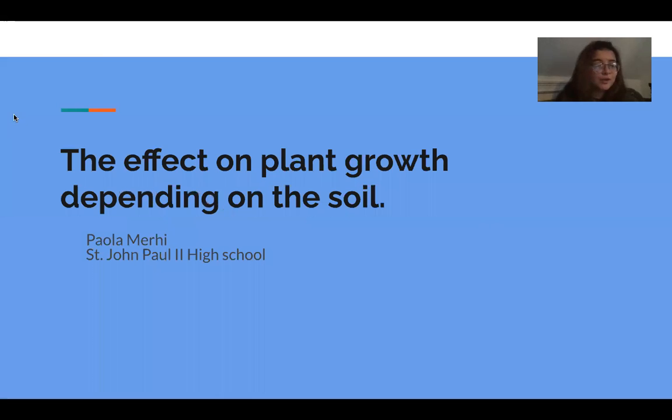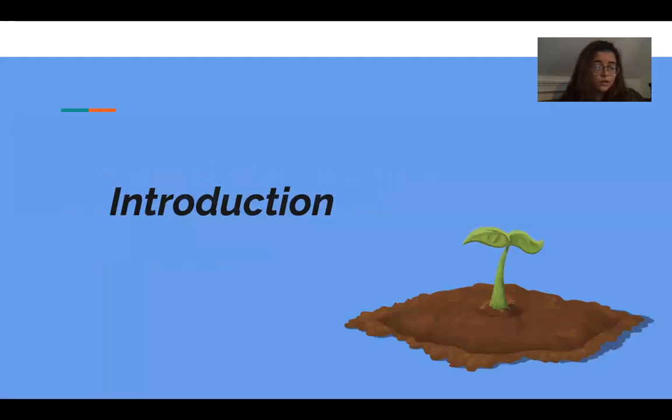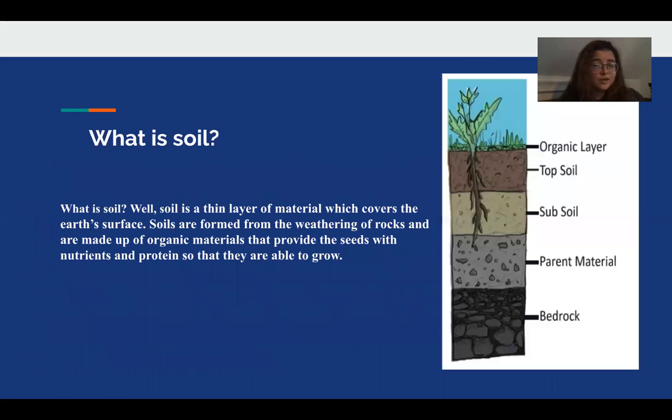My name is Paola Merhi, and for my science fair, I did the effect on plant growth depending on the soil. What is soil? Soil is a thin layer of material which covers the Earth's surface. Soils are formed from the weathering of rocks and are made up of organic materials that provide the seeds with nutrients and proteins so that they are able to grow.